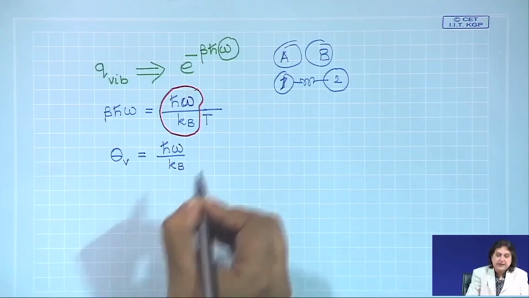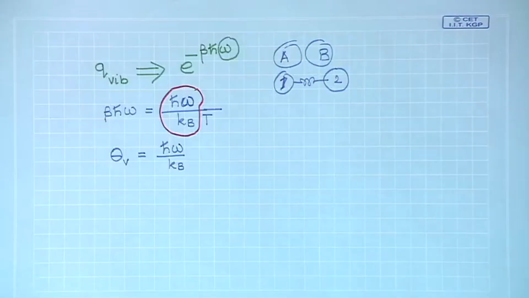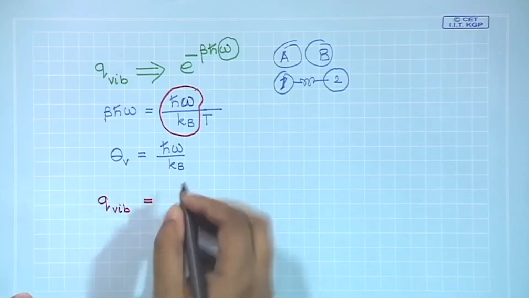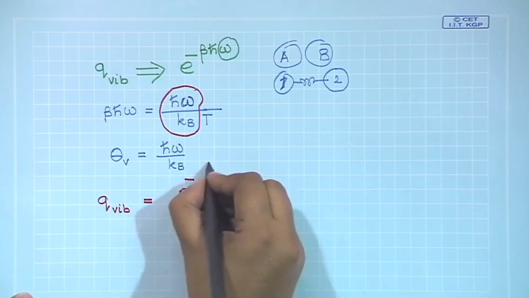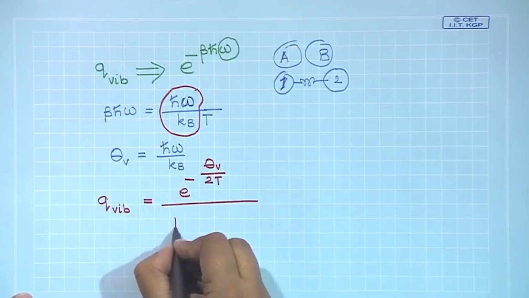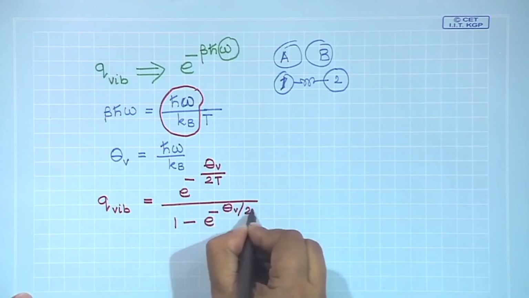So, theta v is a characteristic property of the type of chemical bond that I am considering, and here I understand that theta v must have a dimension of temperature. If that is so, then I can go back and write down q vibe as e to the power of minus theta v by 2T divided by 1 minus e to the power of minus theta v by 2T.